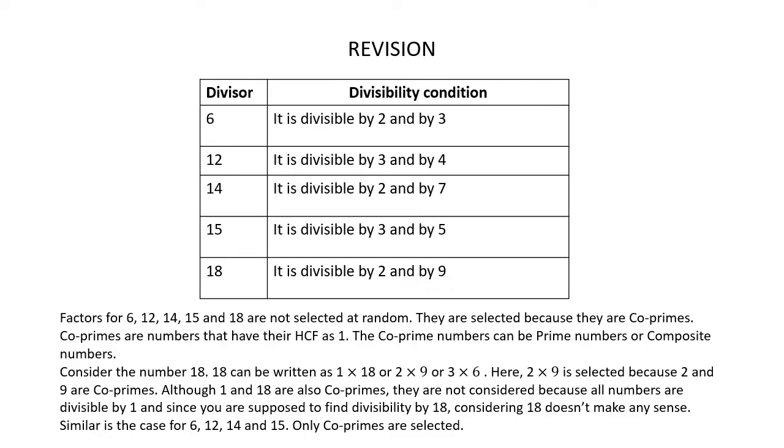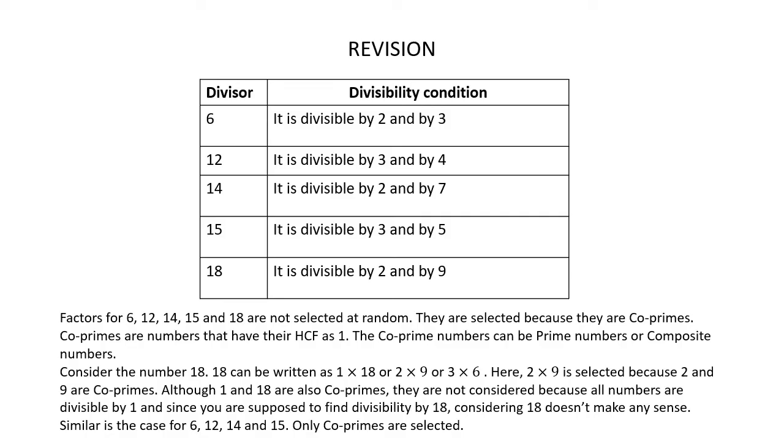Now, the factors for 6, 12, 14, 15 and 18 are not selected at random. They are selected because they are coprimes. What are coprimes? Coprimes are numbers that have their HCF as 1. The coprime numbers can be prime numbers or composite numbers.